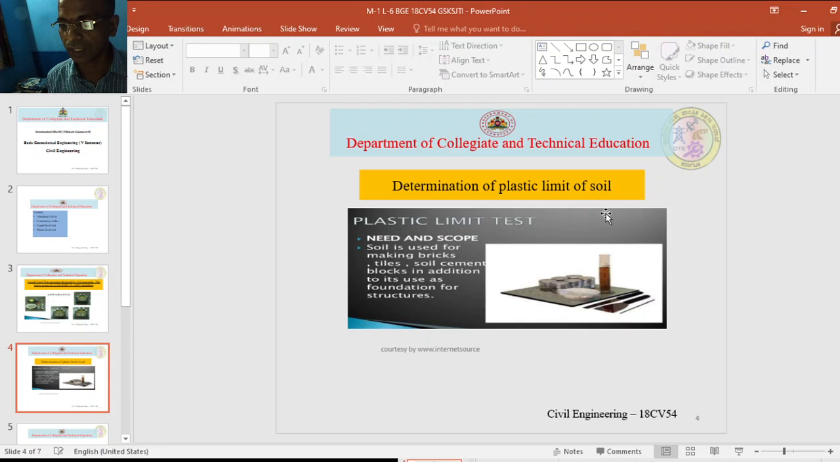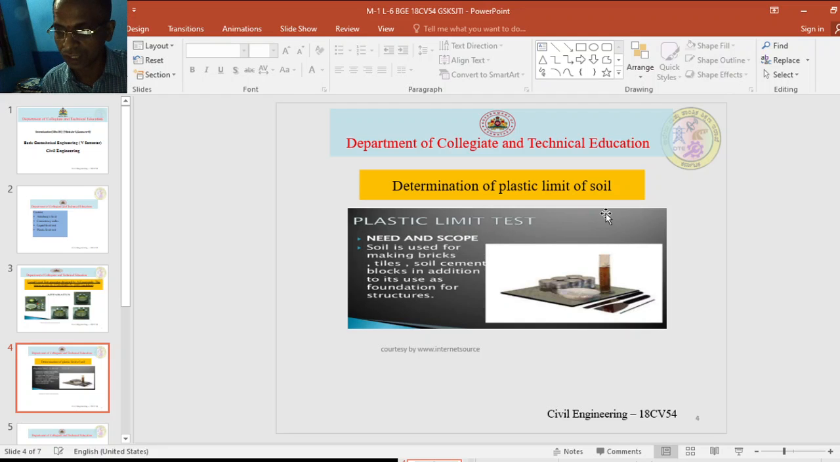At 3 mm diameter, it shows the sign of crumbling. Then the water content present in that stage of sample is equal to the plastic limit water content. If crumbling occurs before attaining 3 mm, the soil is dry, so you have to add some water. If crumbling has not occurred after crossing 3 mm and it is moving towards a lower diameter, that indicates more water is there. Add soil, remix it, make a ball, and again repeat the entire procedure.